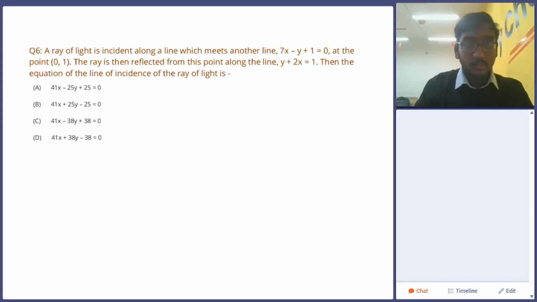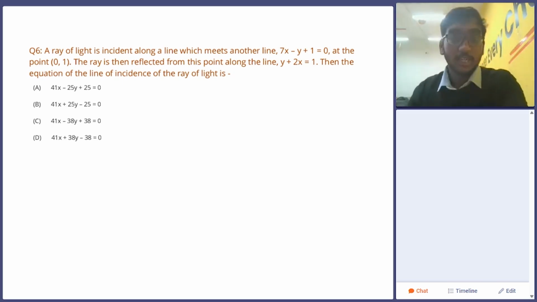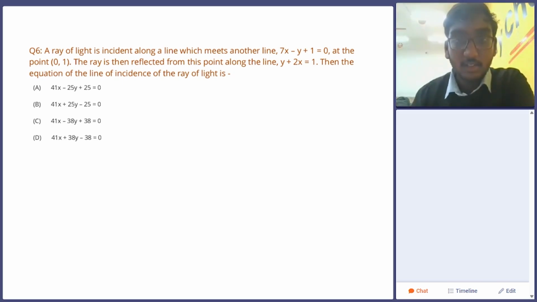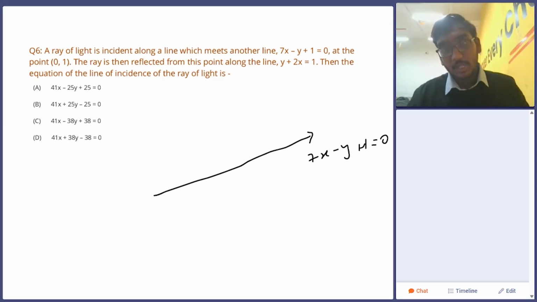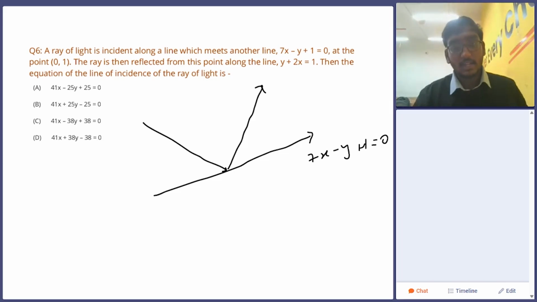So this question is from straight lines. A ray of light is incident along some line. We don't know the equation of the incident ray. It meets another line, 7x minus y plus 1 equal to 0. This is the incident ray, and it gets reflected and goes in this direction, and the equation of the reflected ray is given to be y plus 2x equal to 1.